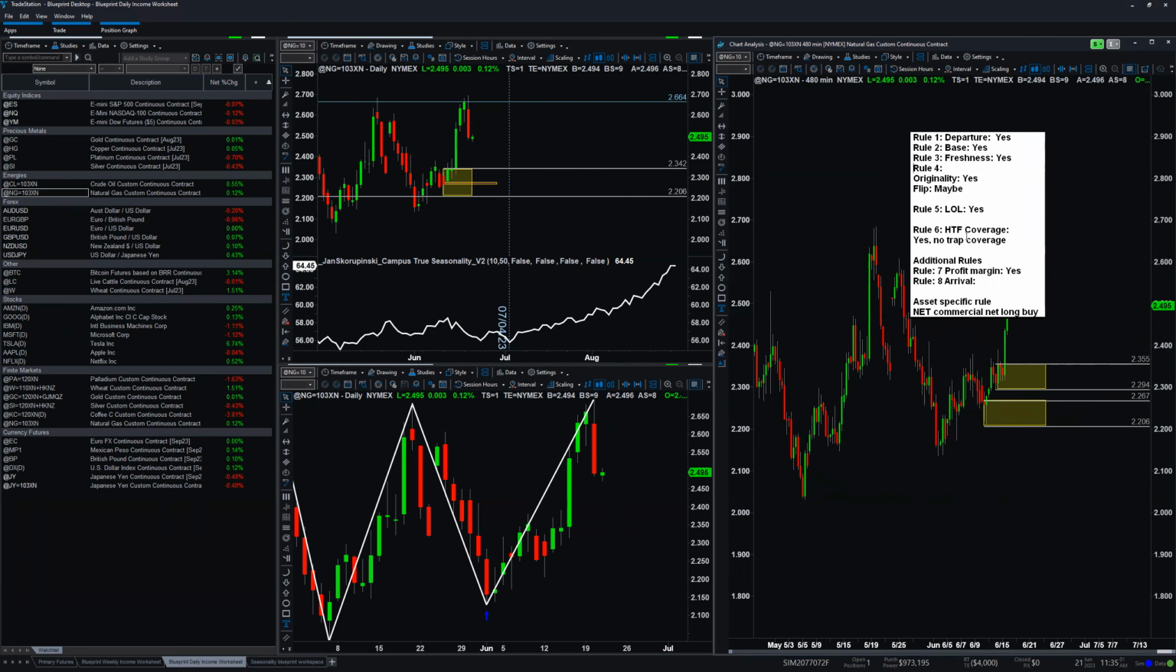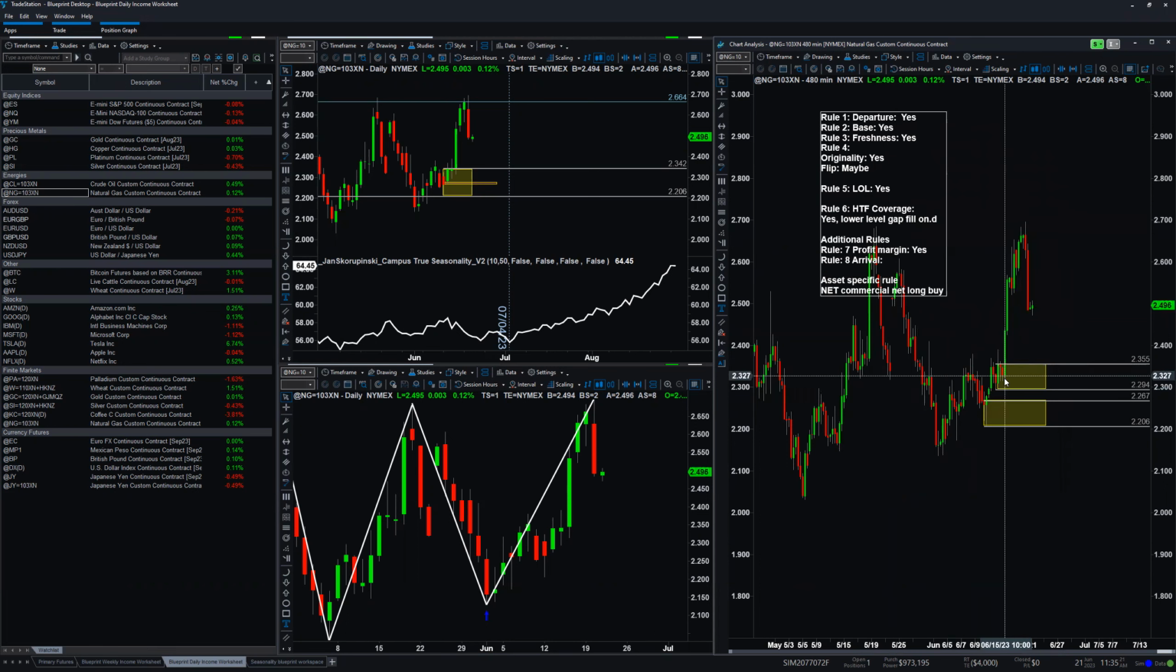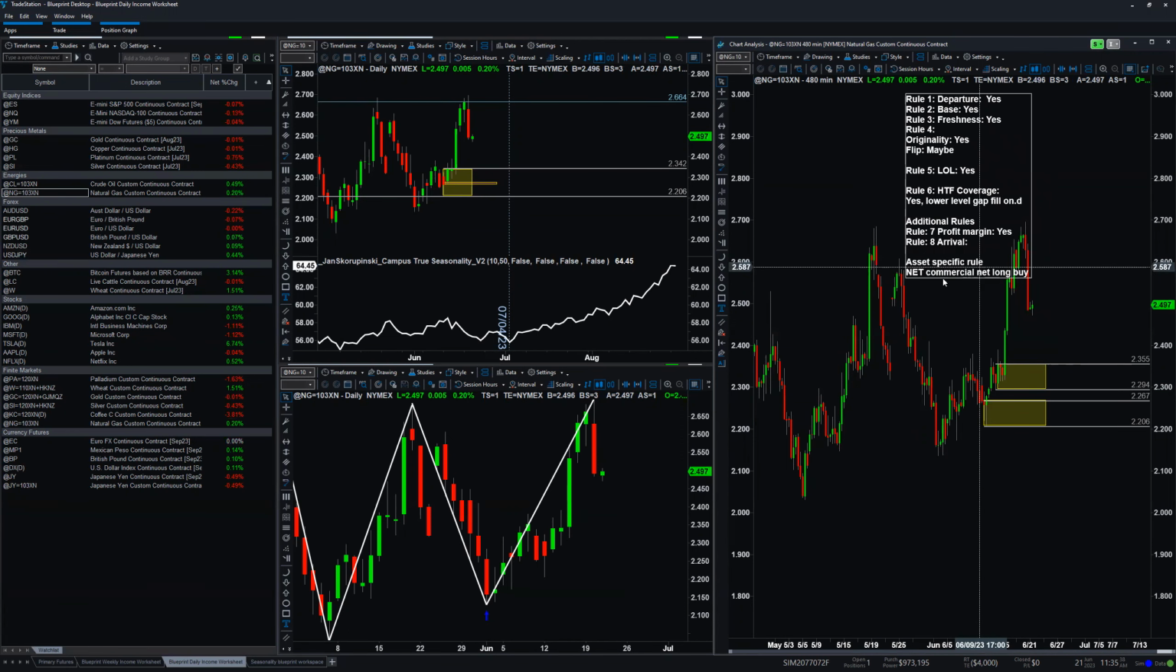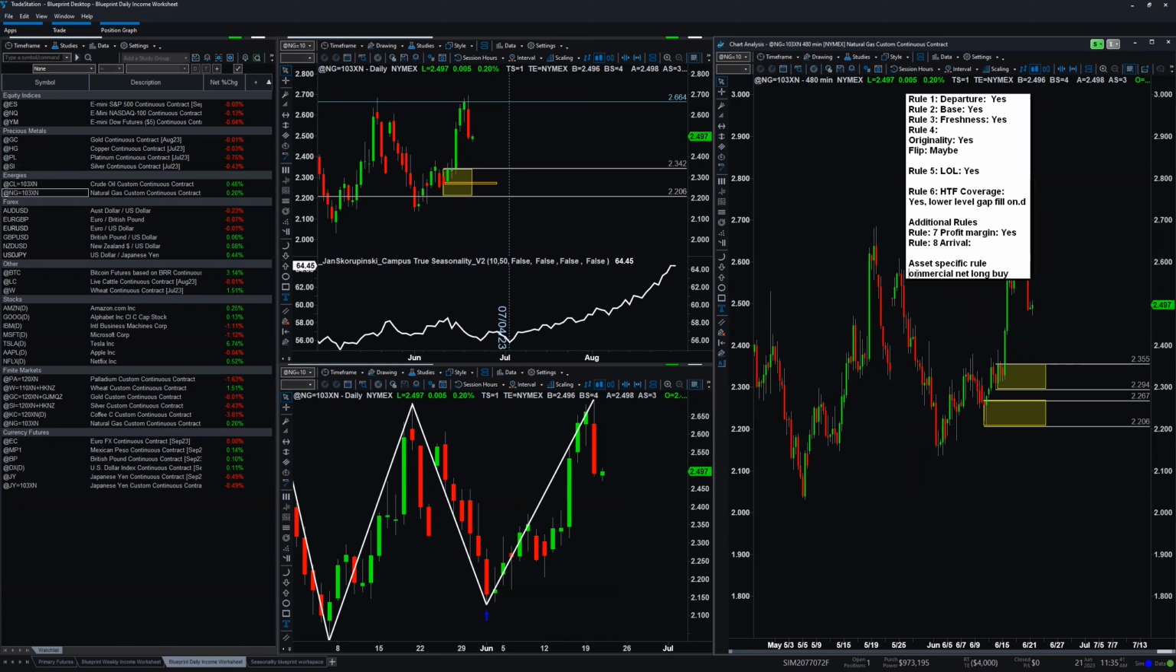So higher time frame coverage, yes. And lower level gap fill on the daily. Perfect, right? So additional rules, profit margin measured from proximal to distal. Yes, it's bigger than a 1, 2, 3. Arrival, so far it's a pretty nice arrival, right? It's just a steep move down, but we're not there yet. So we don't know if maybe there's going to be a drop that's going to be created here. Asset specific rules. We don't really have one for natural gas.